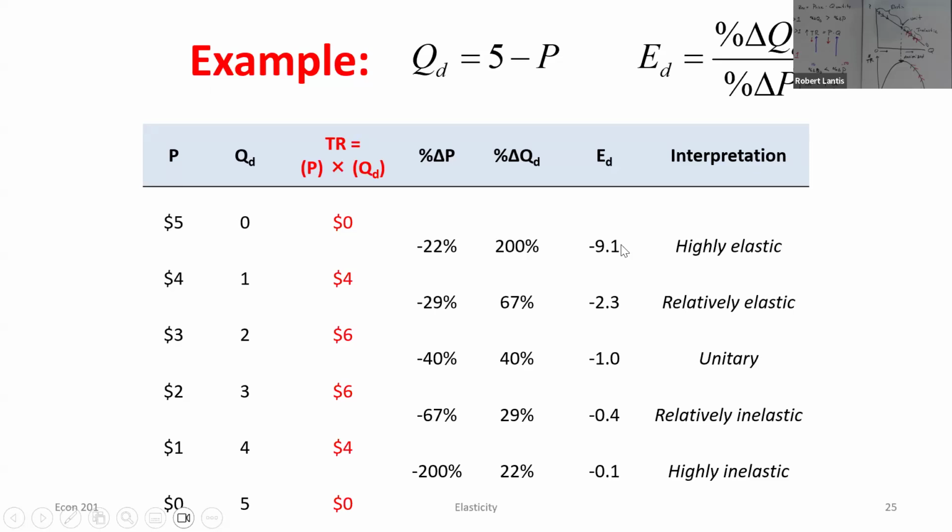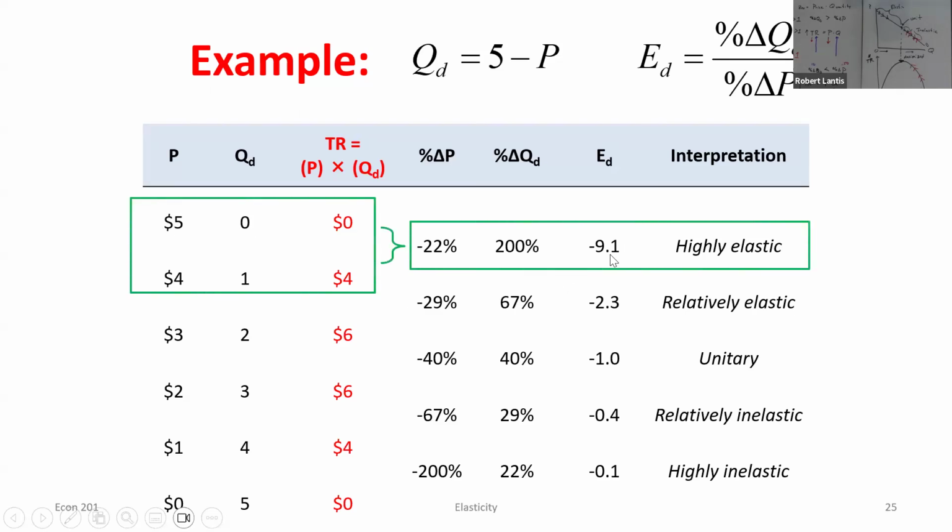So I'm going to start out, and here I didn't take the absolute value, so all my price elasticities are negative. In practice, when I ask you for this, we always look at the absolute value. But technically, this relationship between price and quantity is inverse.